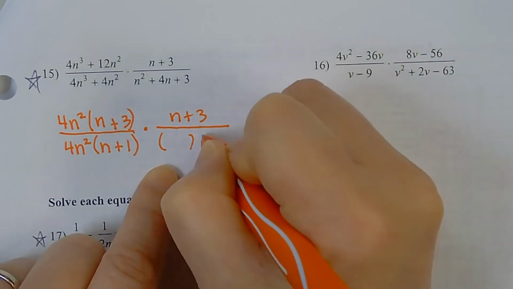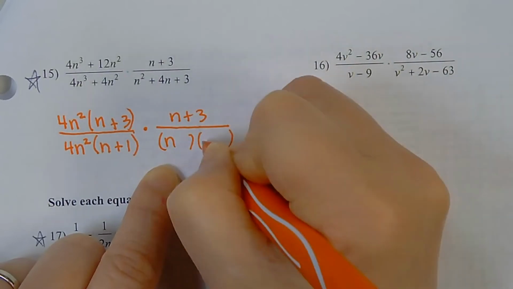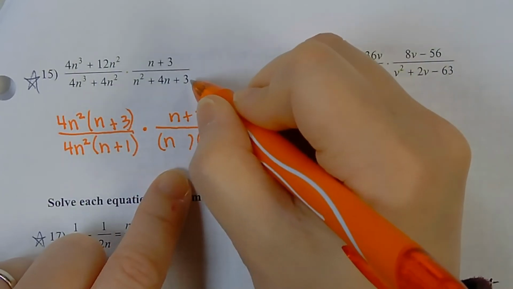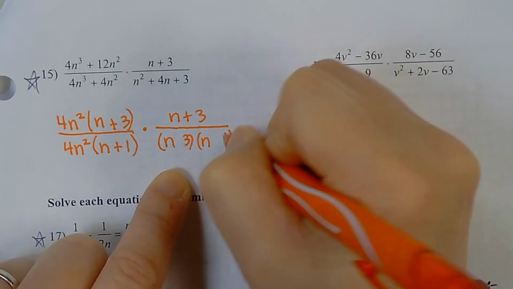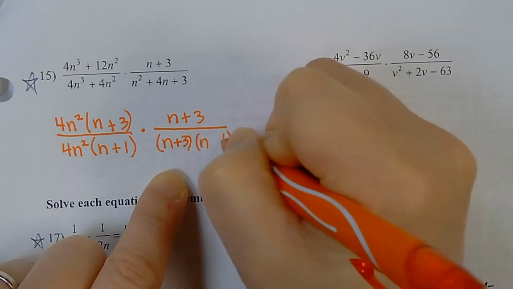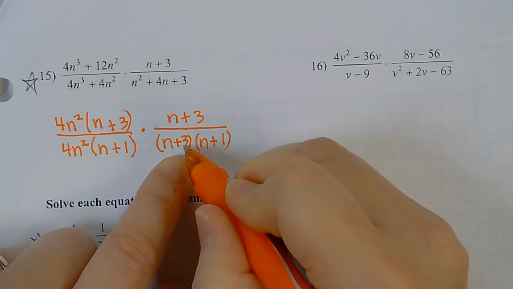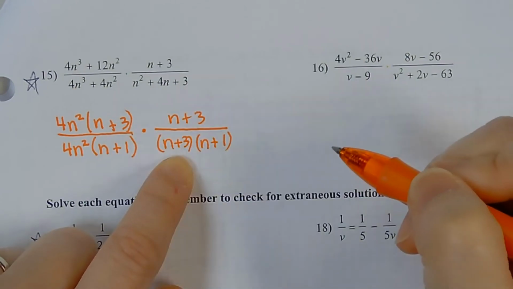Denominator, factor. So I've got n and n. The only two numbers that multiply to 3 are 3 and 1. And since they're both positive, I know they're both positive. Just to check, 3 plus 1 is 4, so we're good to go.